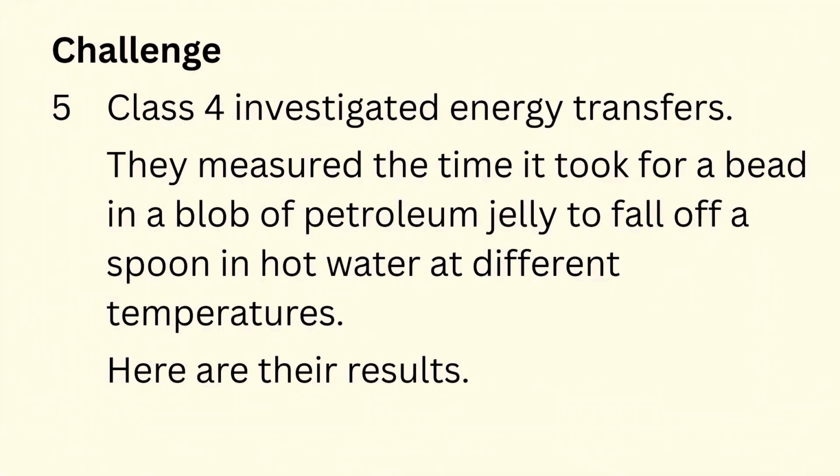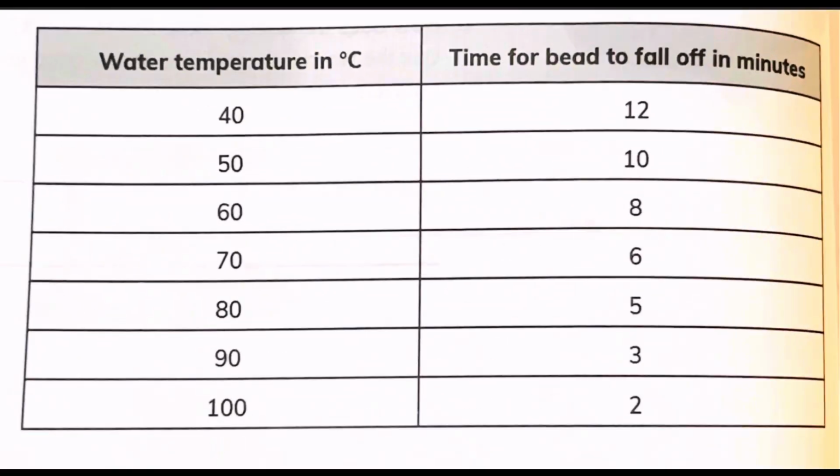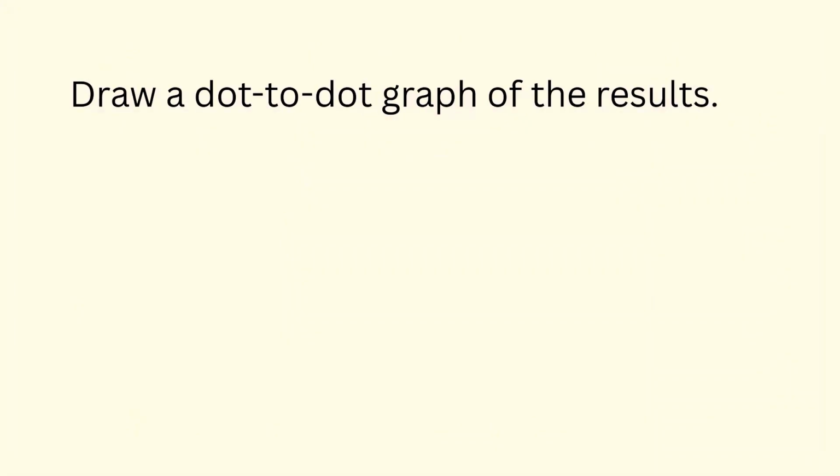Challenge. Question number 5. Class 4 investigated energy transfers. They measured the time it took for a bead in a blob of petroleum jelly to fall off a spoon in hot water at different temperatures. Here are their results. Water temperature in degrees Celsius, time for bead to fall off in minutes. At 40 degrees Celsius, it takes 12 minutes; 50, it takes 10 minutes; 60 degrees Celsius, it takes 8 minutes; 70 degrees Celsius, 6 minutes; 80 degrees Celsius, 5 minutes; 90 degrees Celsius, 3 minutes; 100 degrees Celsius, just 2 minutes. So the question is, draw a dot-to-dot graph of the results.